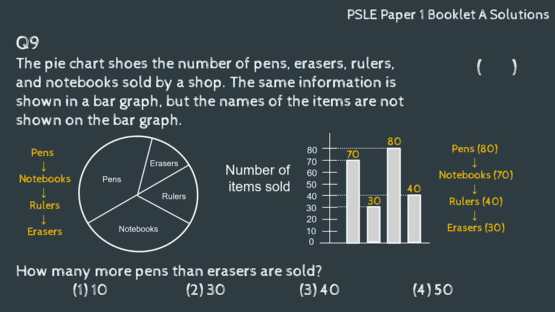To answer this question, they ask for the amount of pens sold more than erasers. So, 80 minus 30 gives us 50. Our answer is option 4.